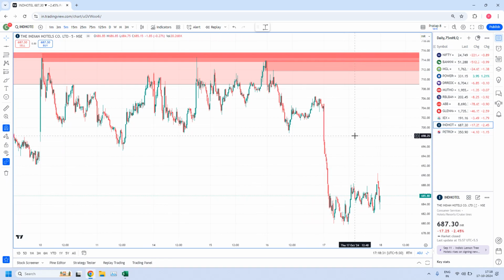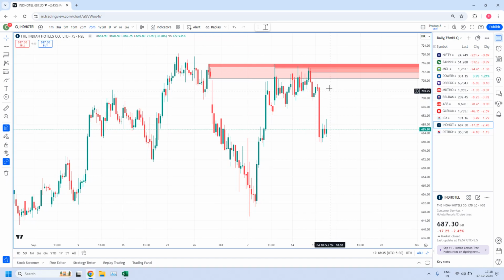But anyway, today prices didn't get into this area. We didn't get a trade here today.